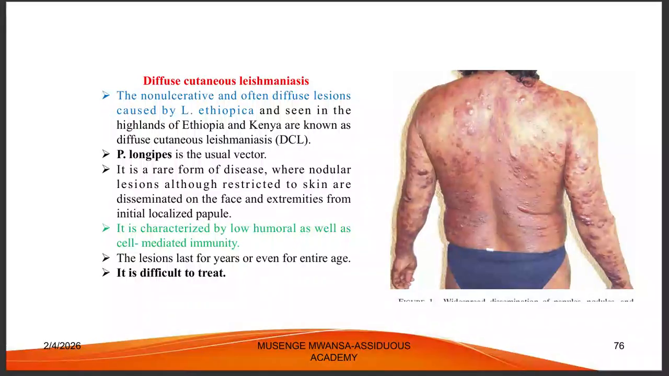Okay. So sometimes you can have the same cutaneous leishmaniasis, but it is diffuse, that is affecting near the entire body. The non-ulcerative and often diffuse lesions, these ones are caused by Leishmania ethiopica. The ethiopica is the one that will cause these diffuse lesions. Then they are normally not ulcers, okay? You can see they are not ulcers here, okay? And they are usually transmitted by Phlebotomus longipes for ethiopica.